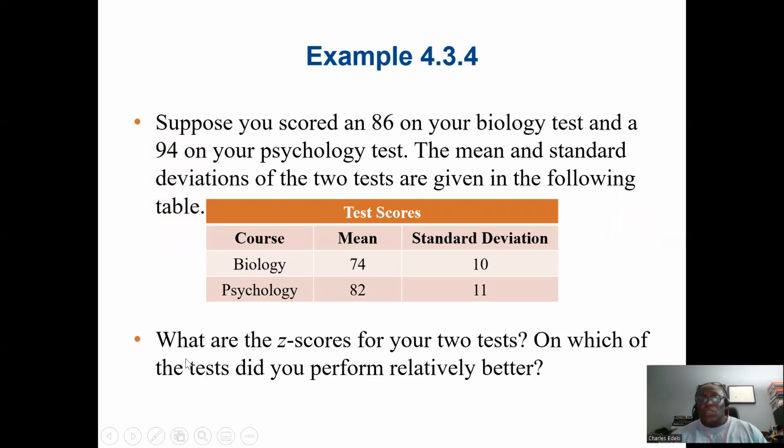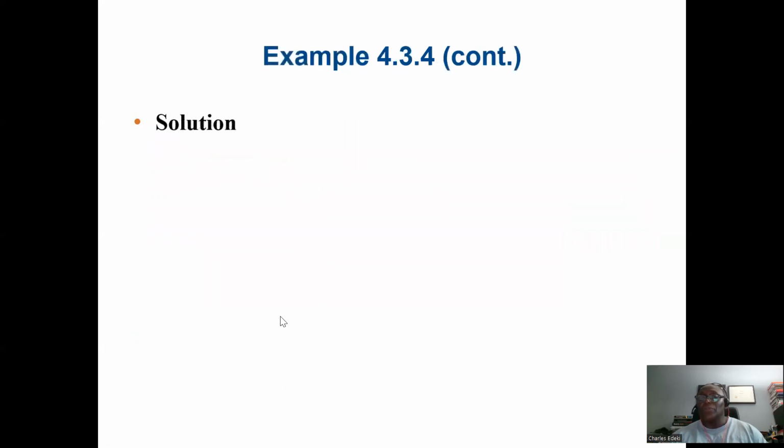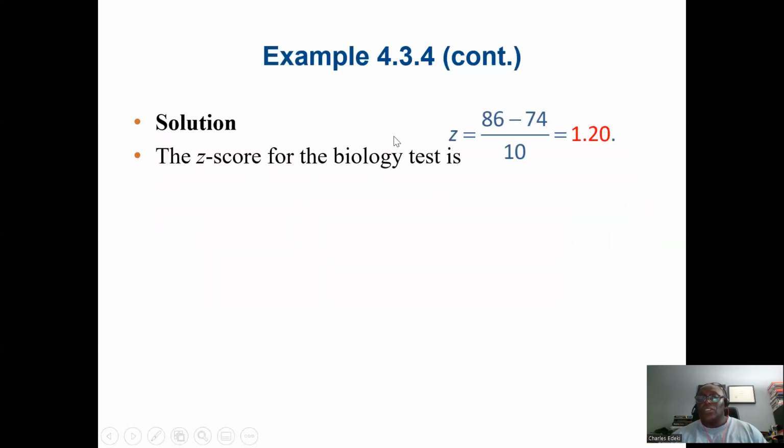Now the question is, what are the z-scores for your 2 tests? On which of the tests did you perform relatively better? Everything depends on the z-value. So the first z-score, for biology, is 86 minus 74 divided by 10. Why? Because 74 is the average, 10 is the standard deviation. So that gives us 1.2.